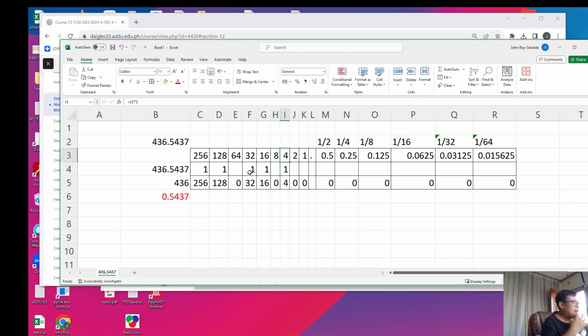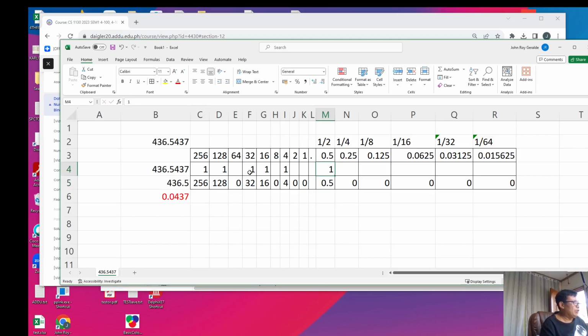When we pick 4, we are left with 0.547, which means that we cannot pick 2 because if you pick 2, it will become negative. Likewise, if you pick 1, it will also become negative. So therefore, it's useless to pick those which are greater. We have 0.547, we can pick 0.5.